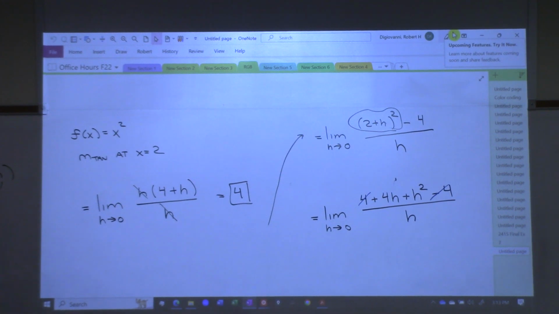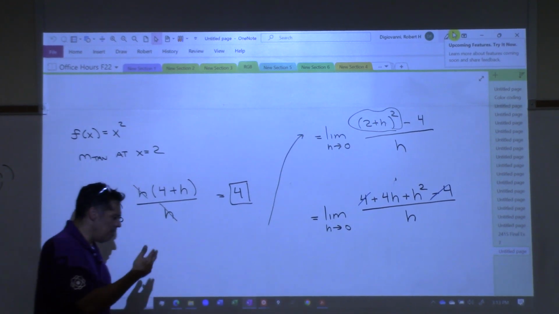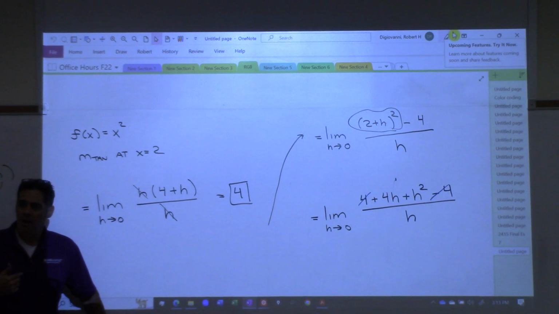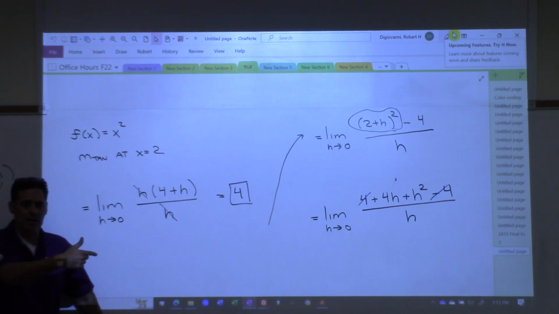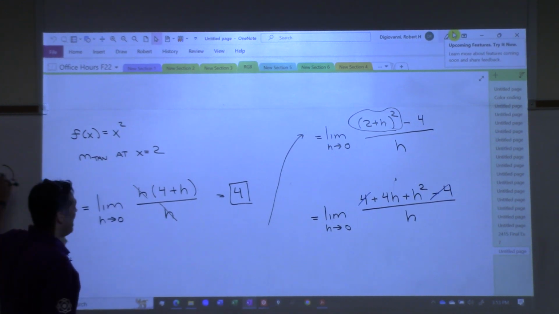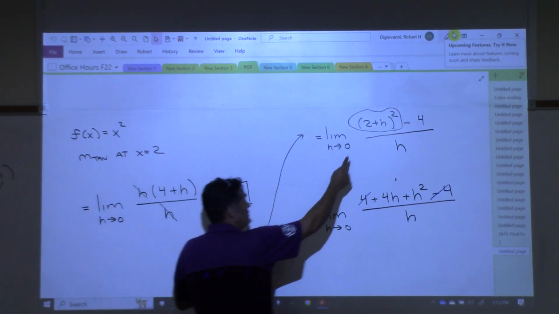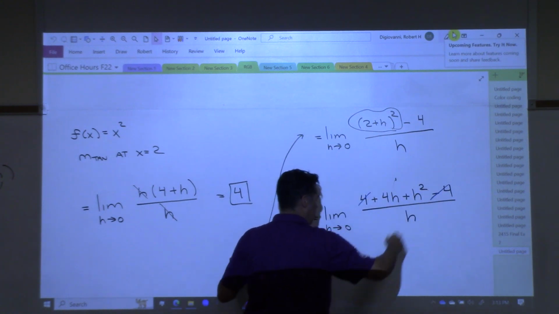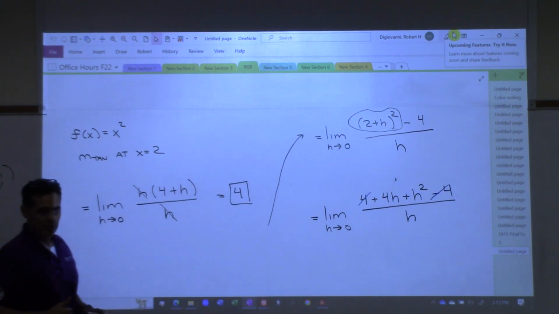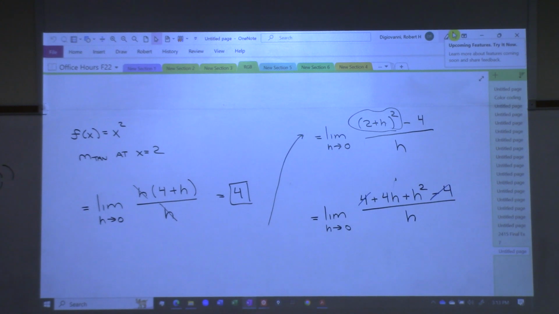Now, if you ask me which one of those I think was easier, I think the way we did it the first time was better. Only because it was just a difference of squares and then we canceled and we were done. Here, I had to expand this and then get rid of the 4's and then pull an h out. So I would argue that this was actually a little worse than the other way. But the good news is we get the same answer.